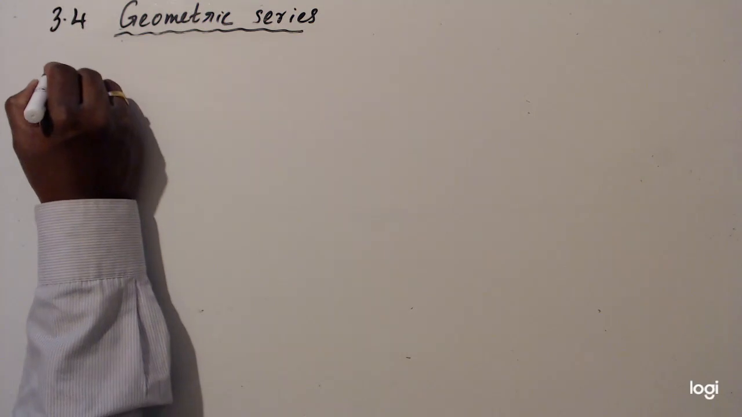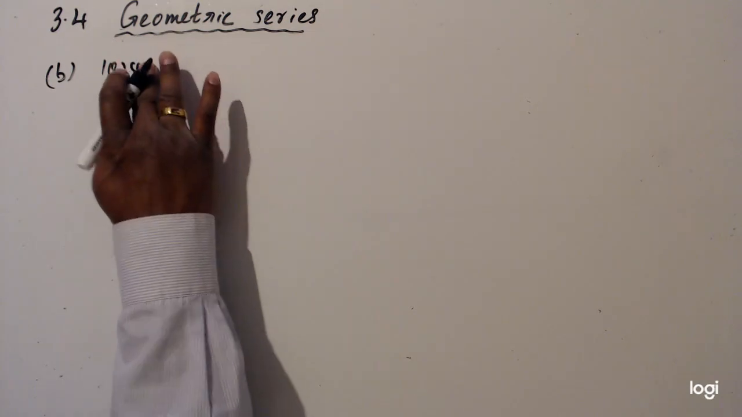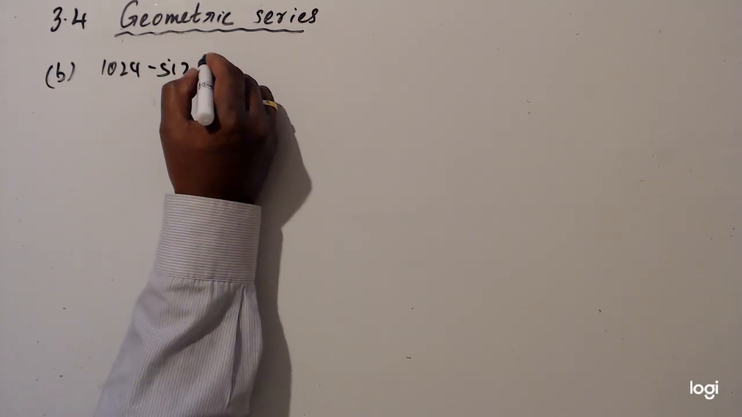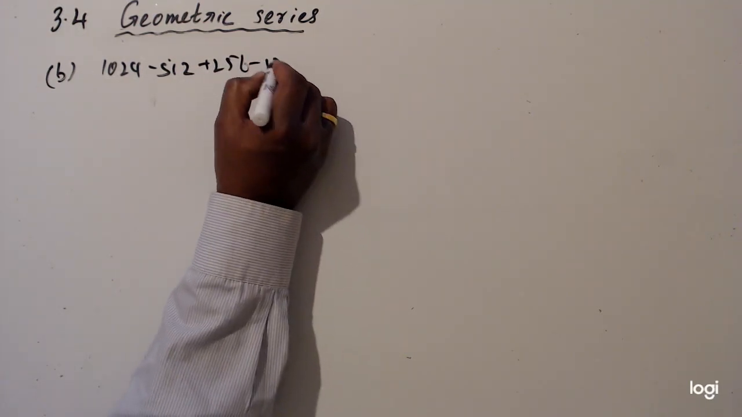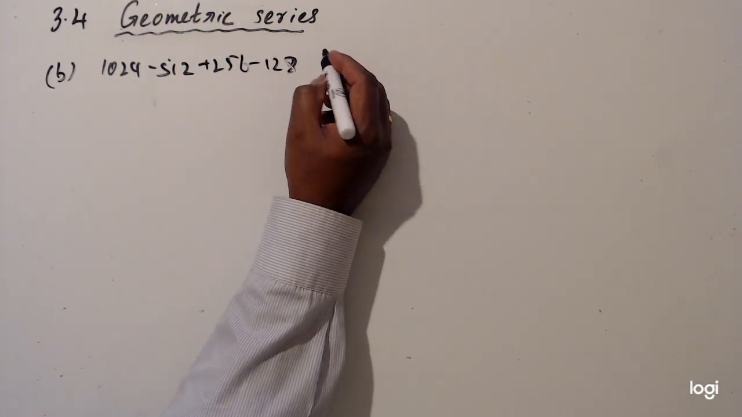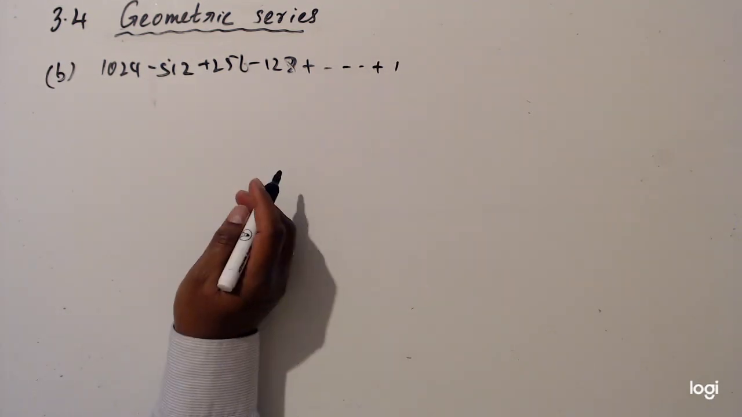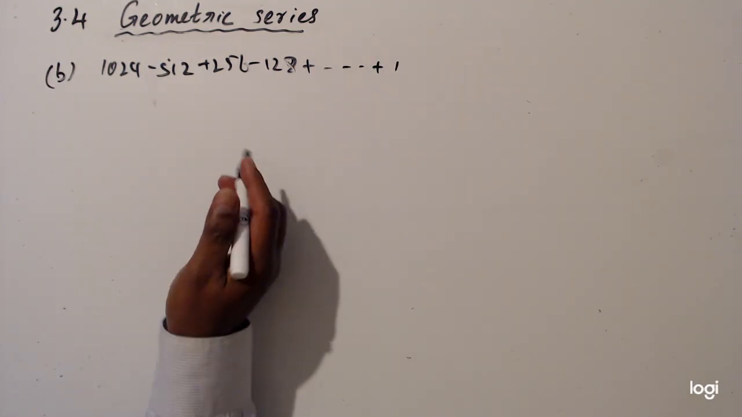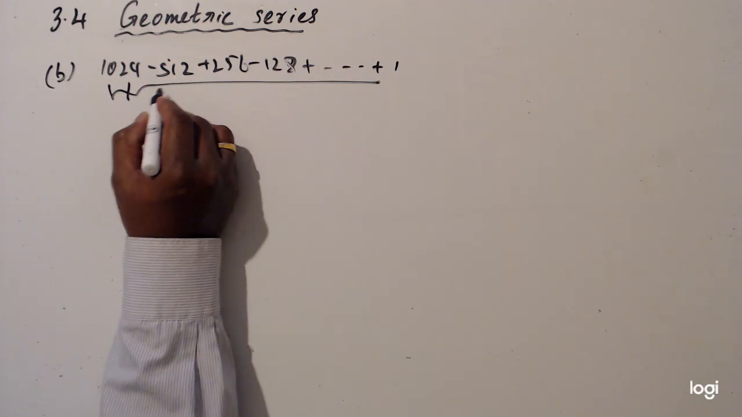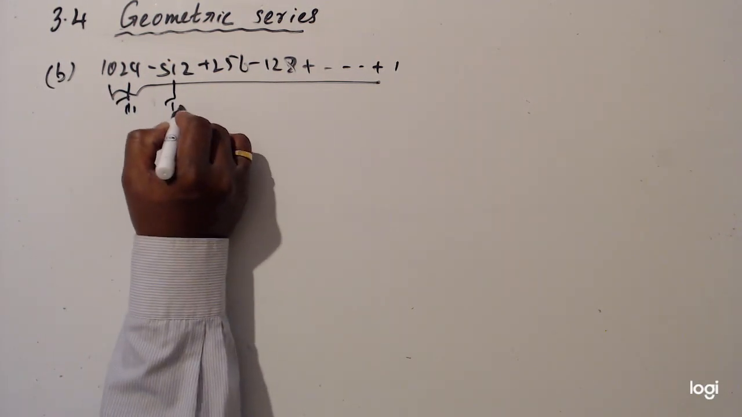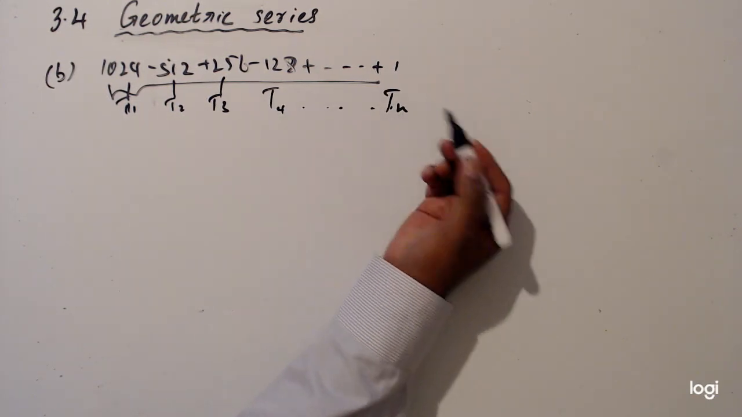Now let's discuss part B. 1024 minus 512 plus 256 minus 128 plus, and so on, plus 1. So we need to find the addition of these terms. This is the first term, second term, third term, fourth term, and let's say this is the nth term.